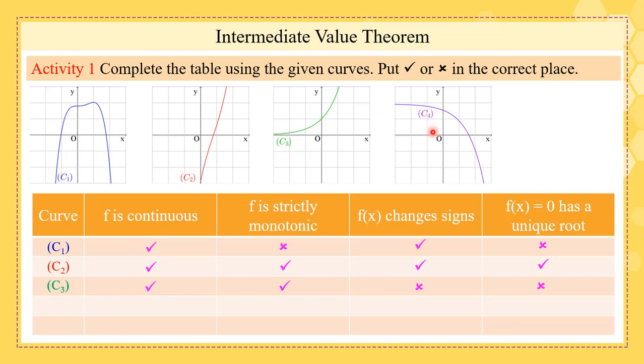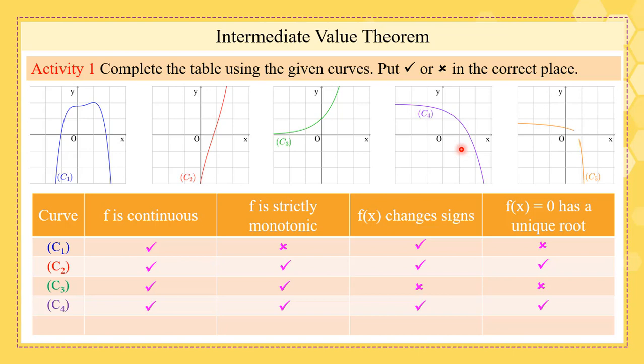The fourth curve, f is continuous, f is strictly decreasing. You see? F of x changes signs. It's positive, then it becomes negative. And f of x equals 0 has a unique root.